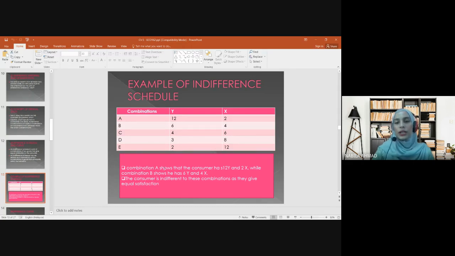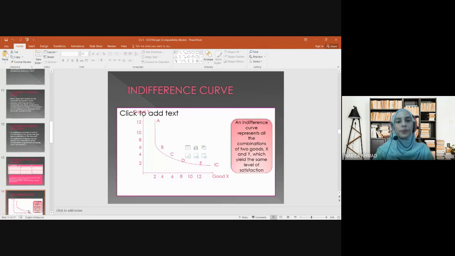So combination A shows that the consumer has 12Y and 2X, while combination B shows he has 6Y and 4X. The consumer is indifferent to these combinations as they give equal satisfaction. Maksudnya kalau dia consume point A, tak ada masalah. A, B, C, D ikut dia lah, sebab kesemua combination ini akan memberi kepuasan yang sama.